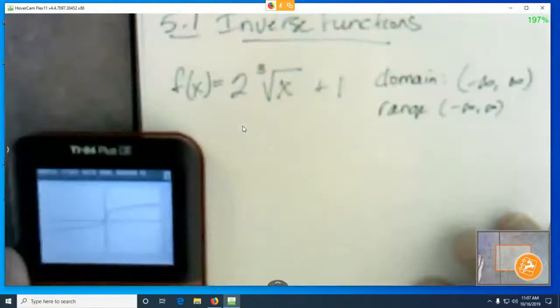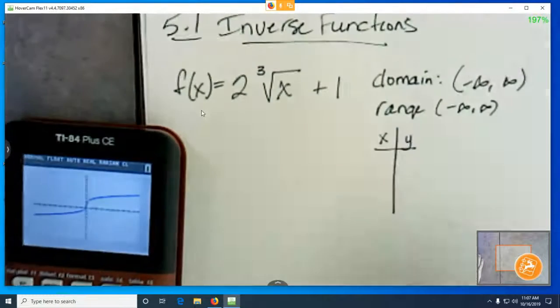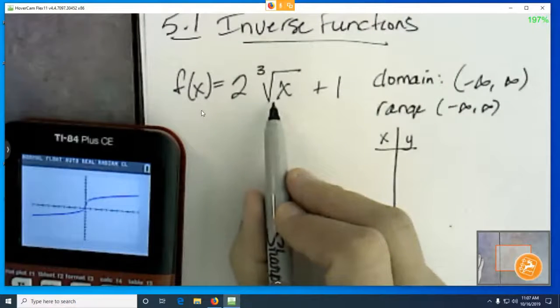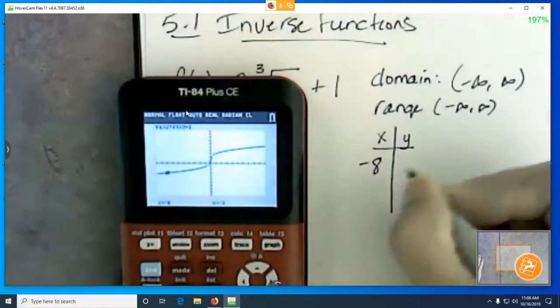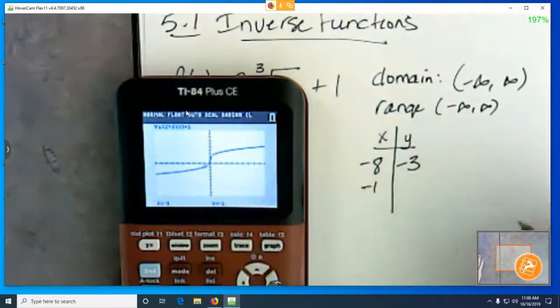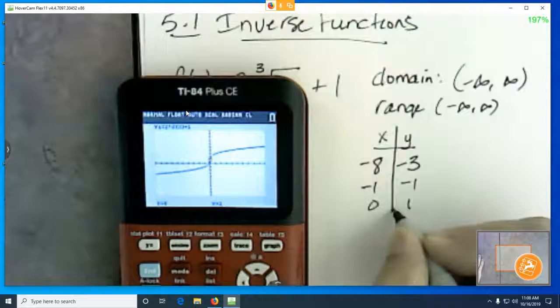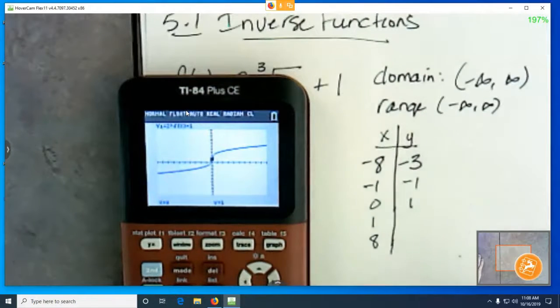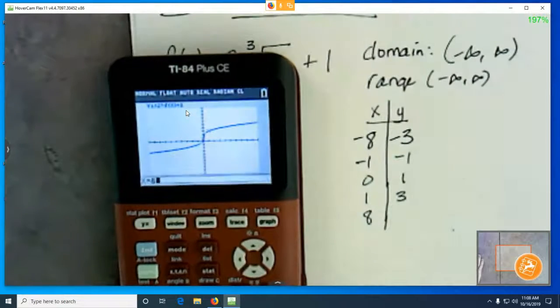Let's just look at some function values, and we're going to pick some easy ones. We're just going to do a little XY table, and I'm going to pick some numbers that are easy to put into the cube root. Negative 8 for x. So if we put in negative 8 for x, we get negative 3 for y. If we put in negative 1 for x, we get negative 1 for y. If we put in 0 for x, we're going to get 1 for y. And then I'm also going to put in positive 1 and positive 8. So for positive 1, we get a 3, and for positive 8, we get a 5. This just gives us some different points that would be on the graph of this function.